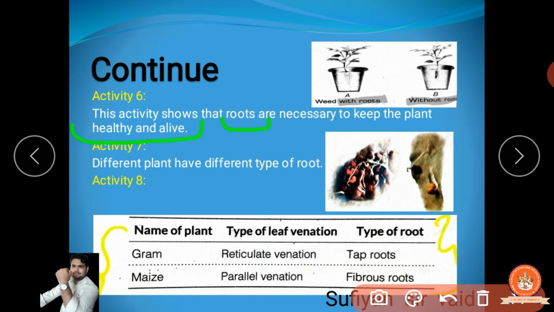We have to take gram and maize plants from the soil, taking them out with the root, and wash them. After washing, place them on a white paper so we can observe very well what type of root they have.